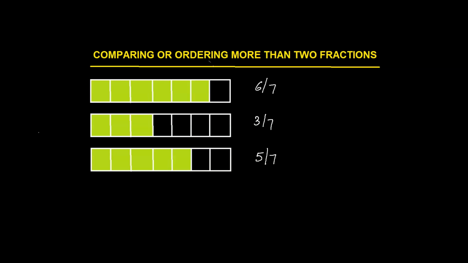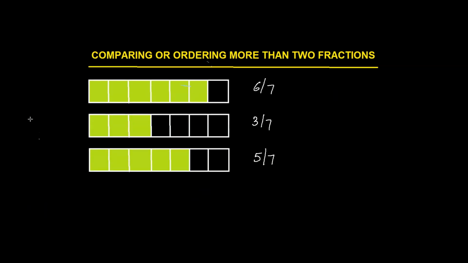So let's get started. Now say you have fractions with the same denominator, say 6/7, 3/7 and 5/7. Since the denominators are the same, we simply compare the numerators. As we can see, 3 is the smallest numerator, so we can say that 3/7 is the smallest fraction. Same way, 6 is the greatest numerator, so 6/7 would be the greatest fraction.